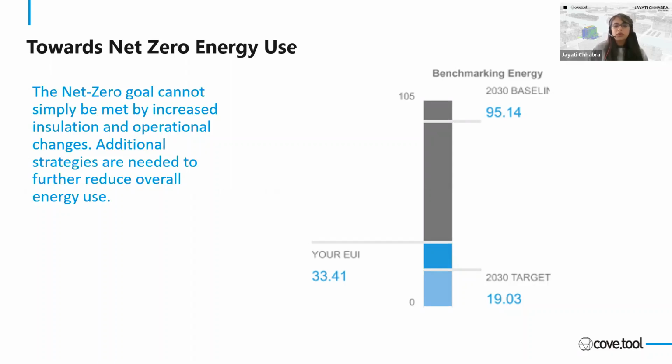Now, to explore the net zero aspect, they started utilizing the optimization feature in cove.tool, looking at different options. Typically, the net zero goal cannot simply be met by increased insulation or simple changes like operational changes. Additional strategies are often needed to further reduce overall energy use. And by that, I mean renewables and so on.